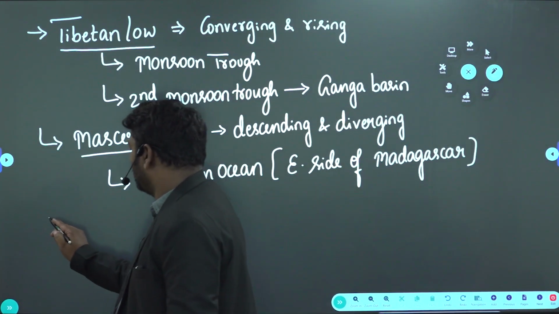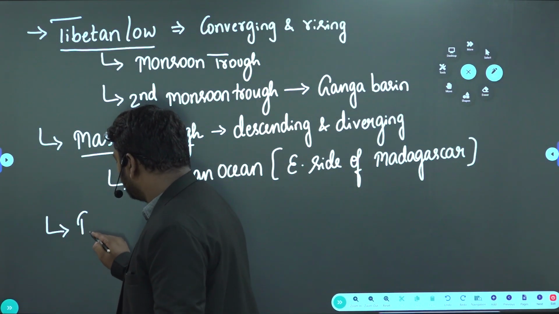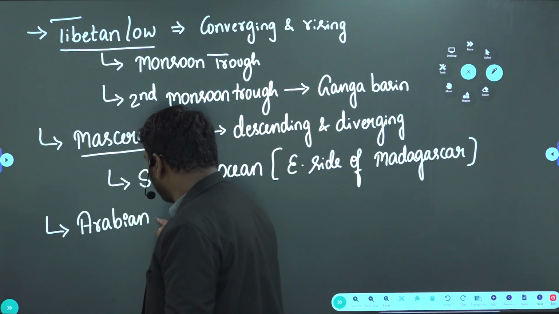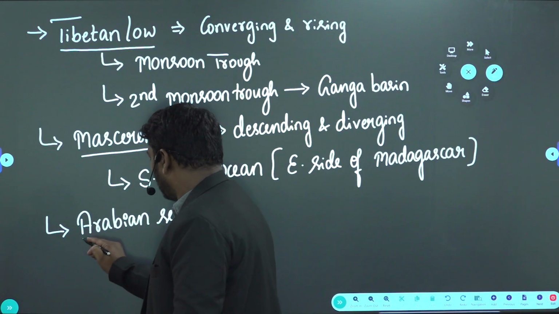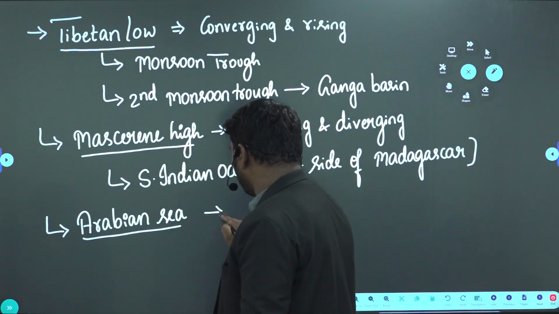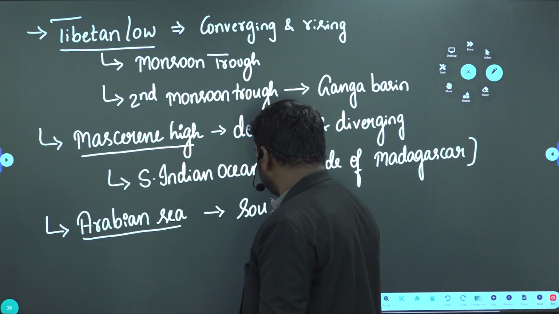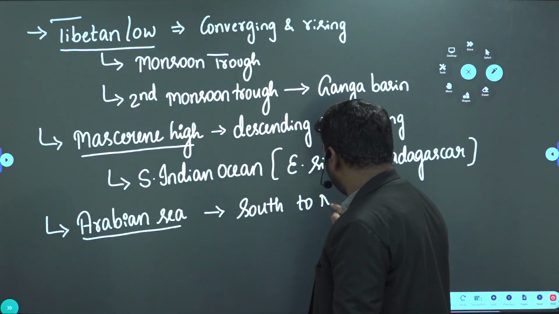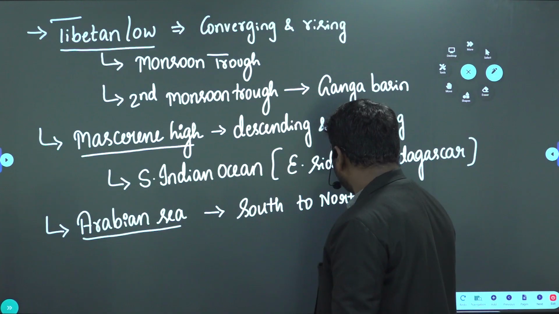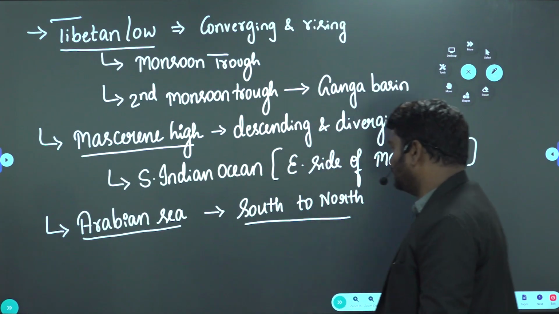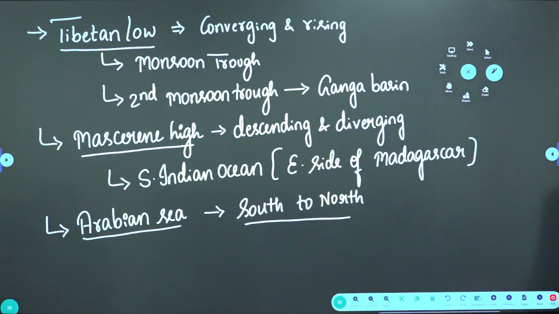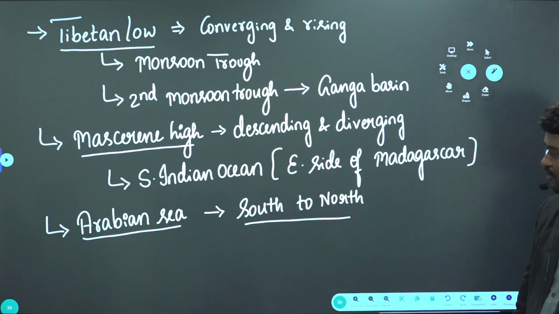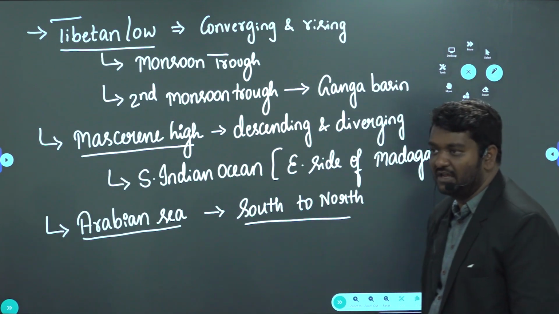Next, when the monsoons come, they enter into India through two branches, guys: the Arabian Sea branch and the Bay of Bengal branch. The Arabian Sea branch comes from south to north. This can be a question again. What is the movement of the Arabian Sea branch?